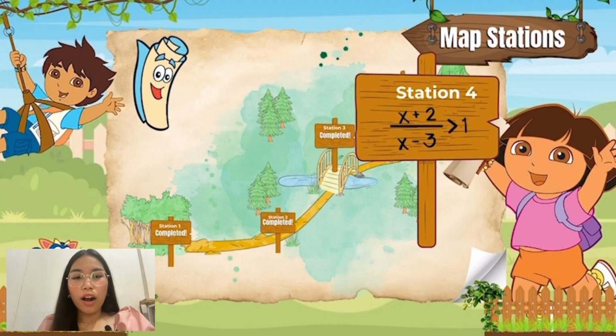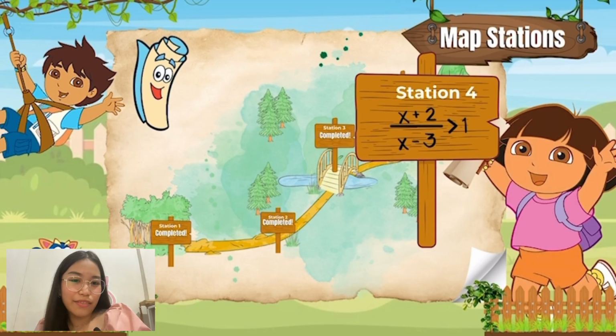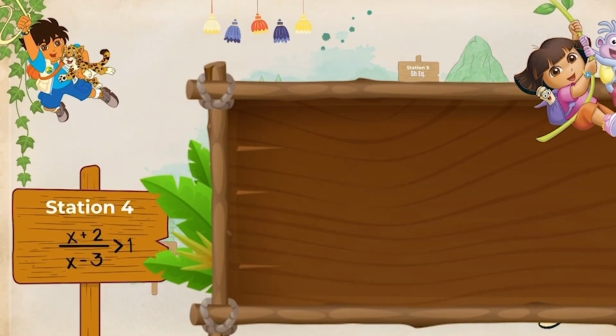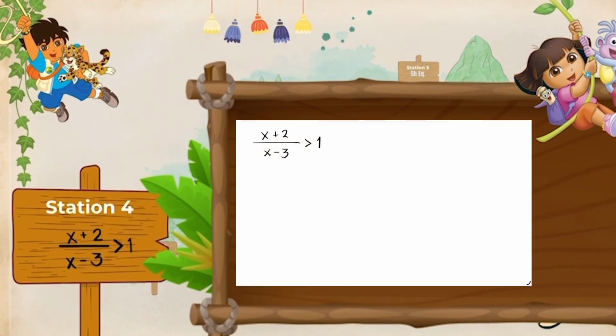Station number 4. Our equation for this is (x + 2)/(x - 3) > 1. Let's solve it. This is our fourth equation. Since there's a number on the right side, we're going to transpose it to the left side: (x + 2)/(x - 3) - 1 > 0.